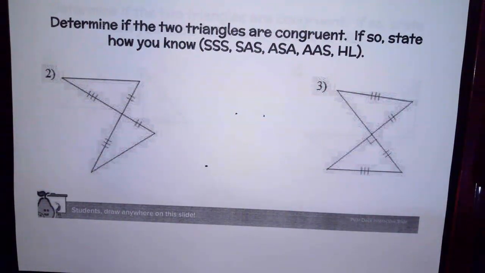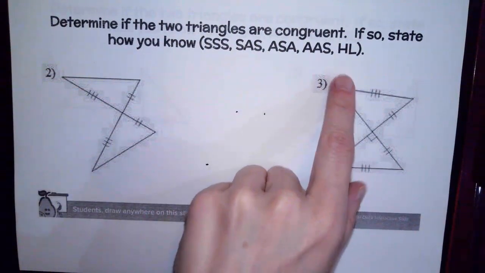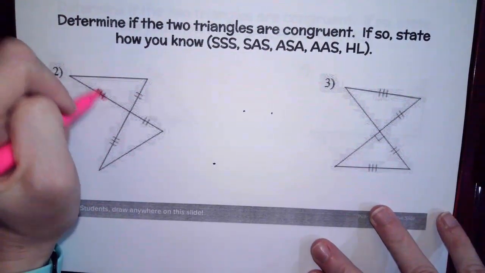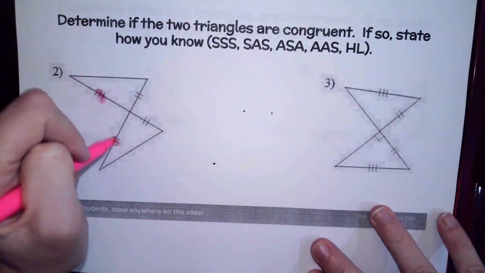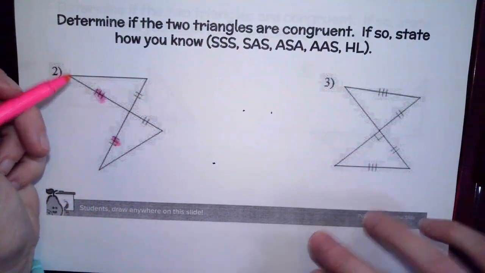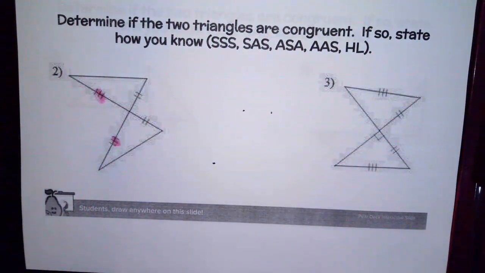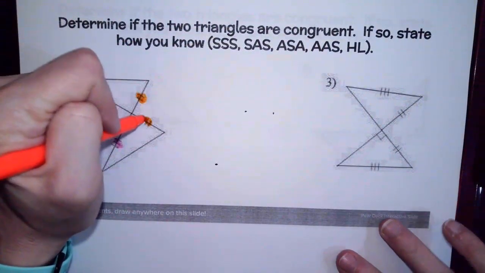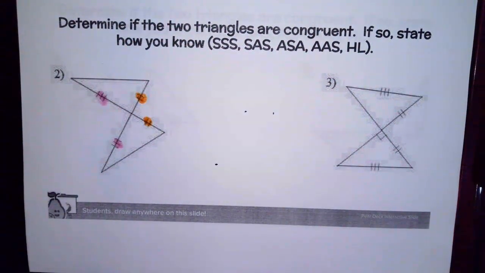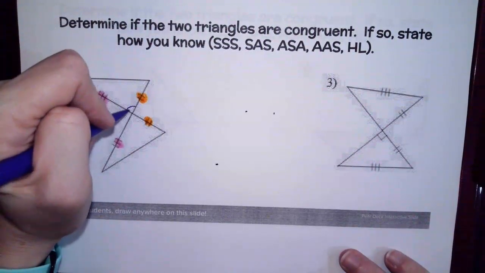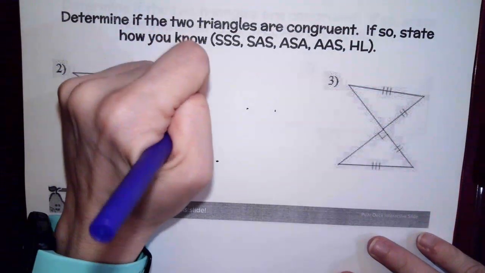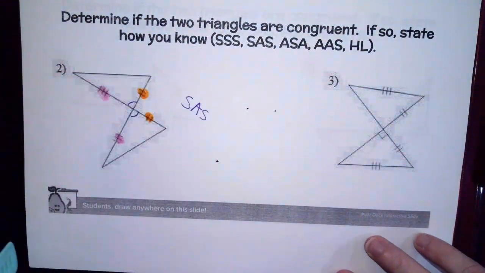If so, state how you know using one of those reasons. Alright, well, it looks like I have a pair of sides right here, and I have another pair of sides here that are congruent, and I have a pair of angles. This is old stuff from last unit, right? So this looks like this would be side, angle, side congruency.